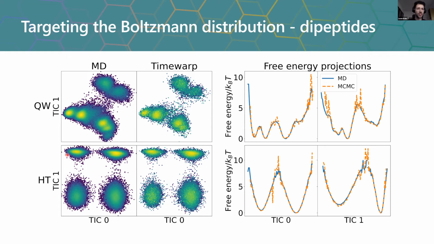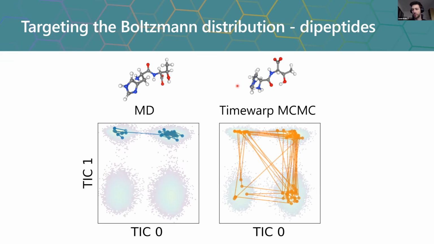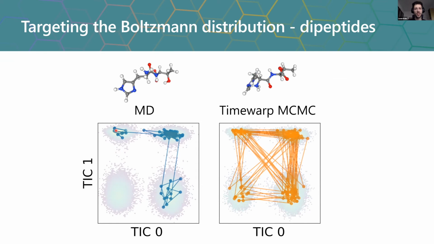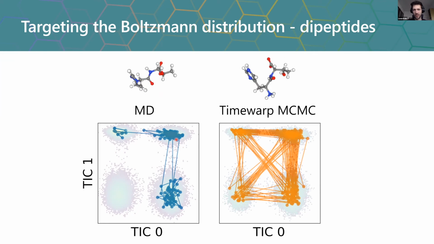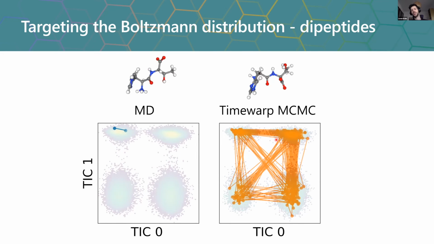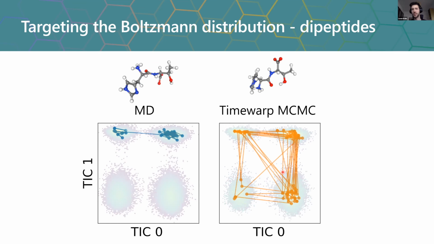But what we're interested in is if we are faster than MD in sampling these distributions. To this end, we'll look at this dipeptide and start in the top left corner and run both the MD simulation as well as Timewarp in combination with MCMC for half an hour. You can see with MD, the samples are quite correlated, will stay long in these four metastable states, and transitions are quite rare. For the Timewarp model, on the other hand, transitions are super common, and samples are therefore way less correlated.